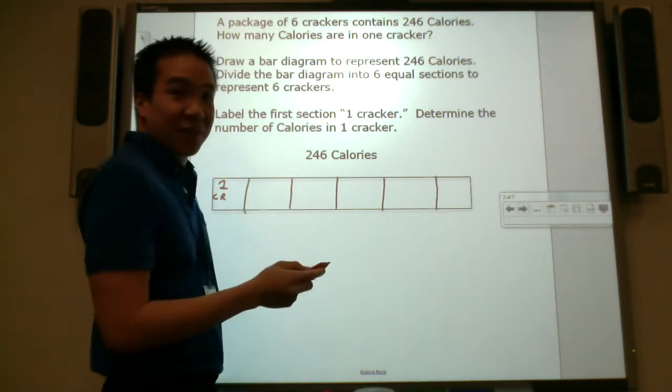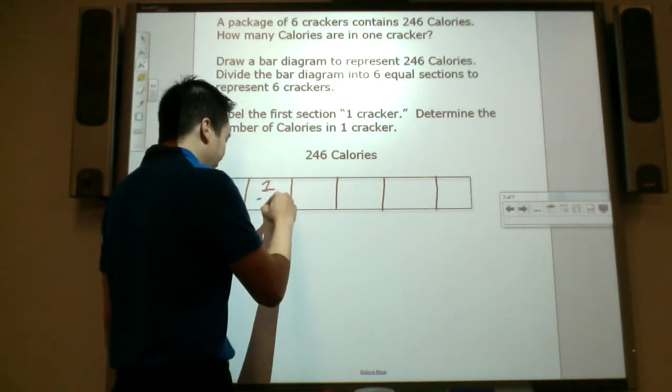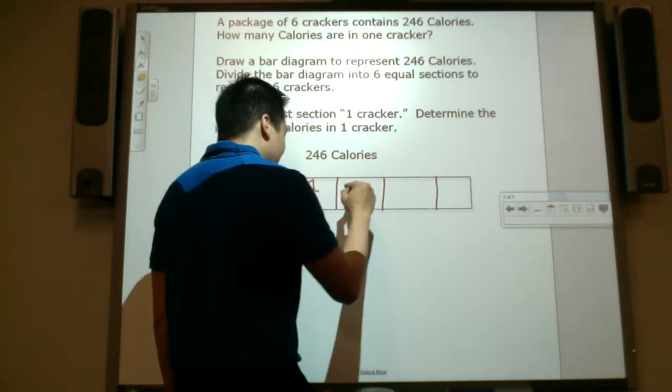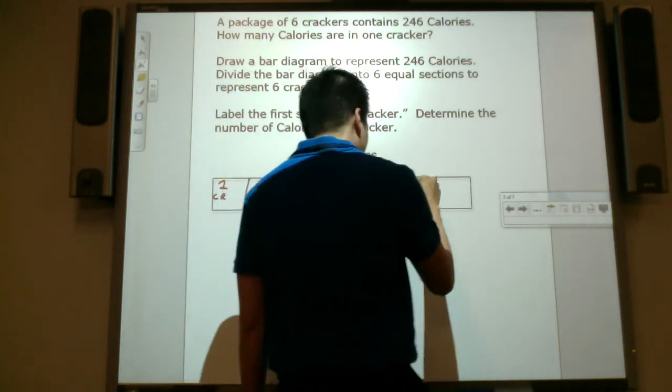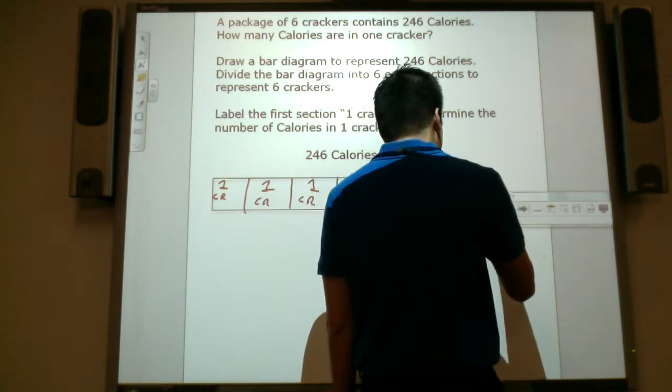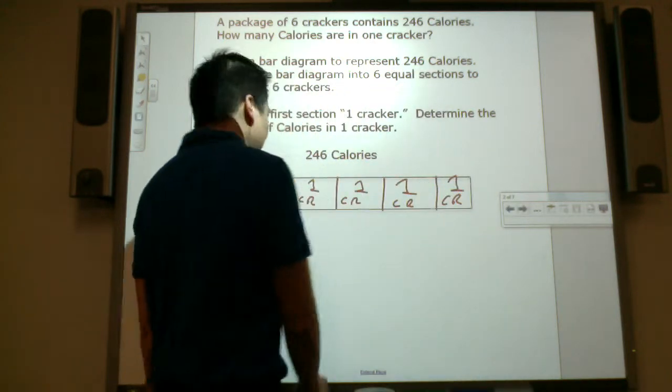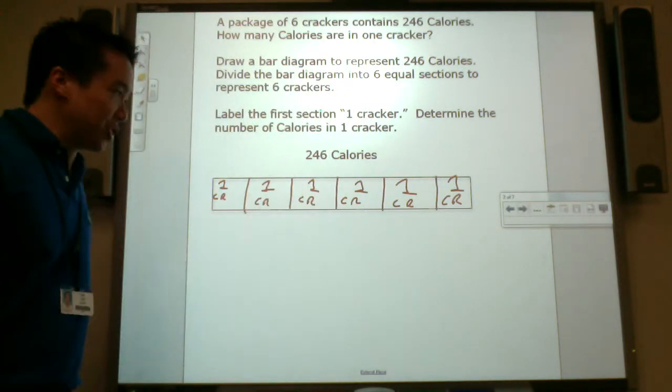If you don't mind, I'm going to abbreviate CR. This is 1 cracker. This is 1 cracker. This is 1 cracker. This is 1 cracker. And this is 1 piece of cracker. So we have 6 crackers here.